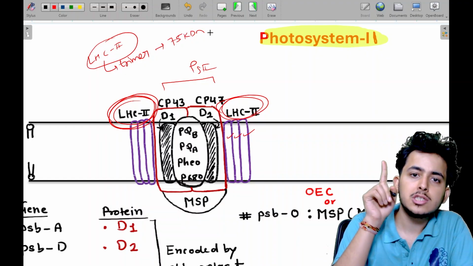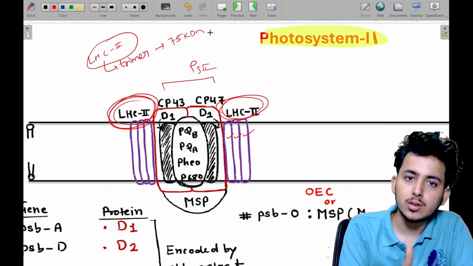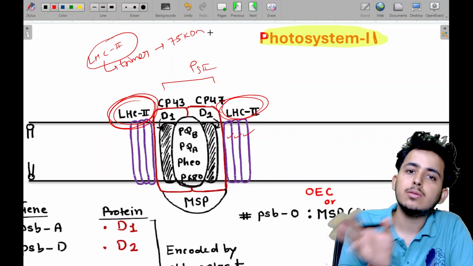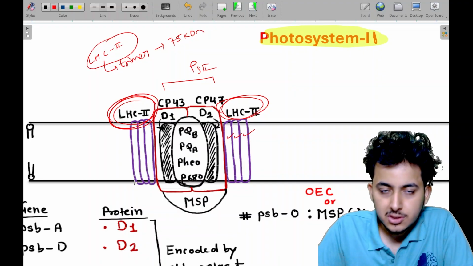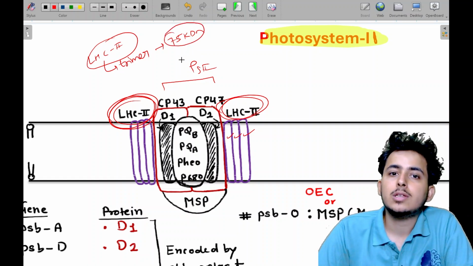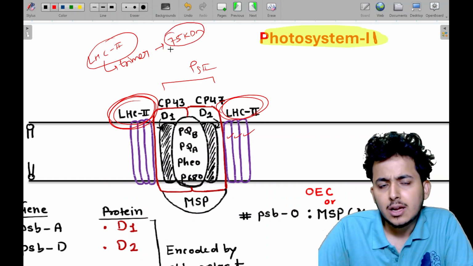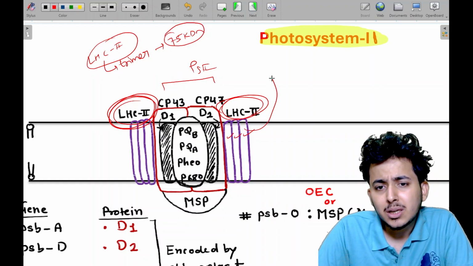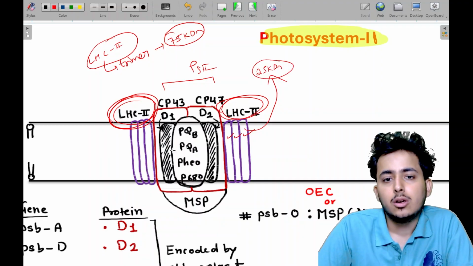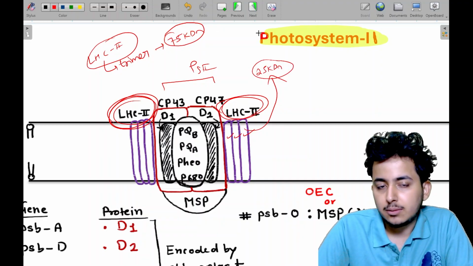lecture 2. Just follow all the lectures in sequence, because if you attend this lecture directly, the previous part will not be clear to you. So just attend in sequence. The overall molecular weight of the complex was 75 kilodaltons, and for each trimeric molecule that weight will be 25 kilodaltons, that is 75 divided by 3.